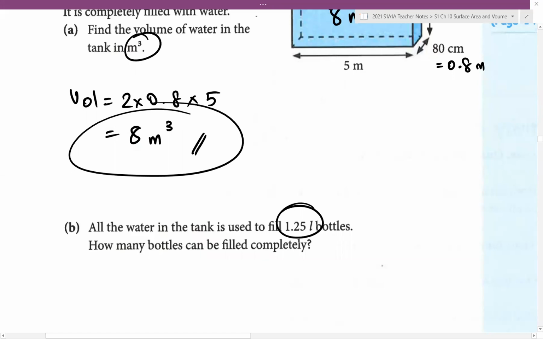So imagine just now that huge amount of water. We're going to be pouring all the water into these little bottles. How many of these bottles do you think you can get? A lot or very few? 1,000.